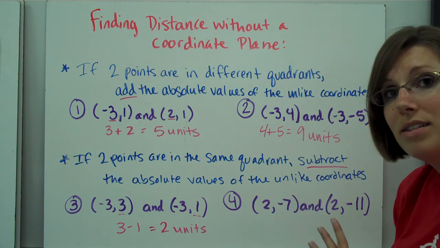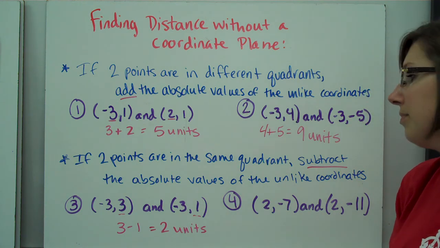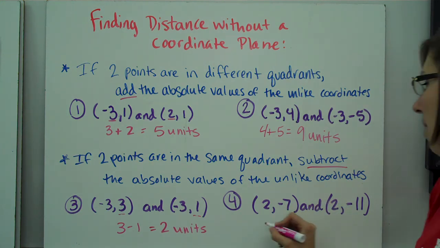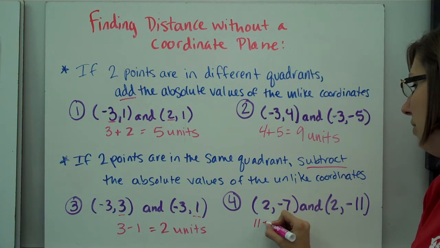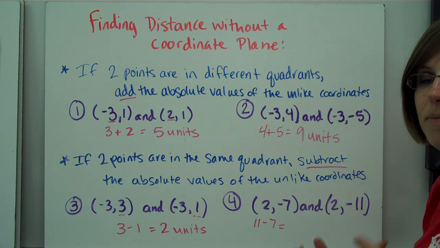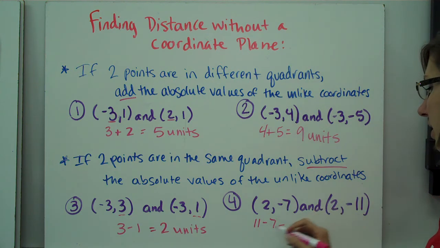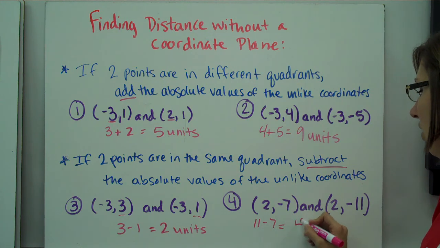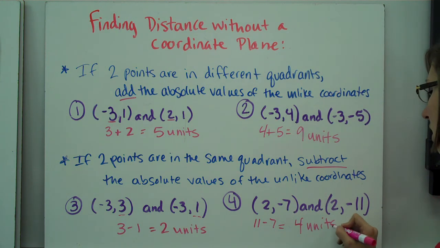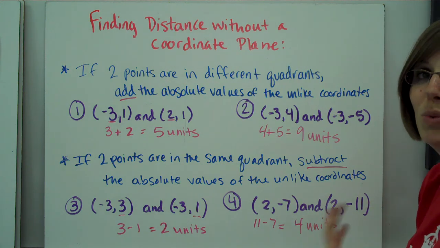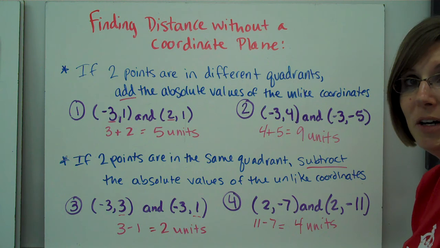Why don't you pause, try this last one out, and see what you get. So these 2 are in the same quadrant, so I've got 7 and 11. I'm actually going to take 11 first, and I'm going to subtract 7 from it. Because I'm taking their absolute values, I can do my subtraction this way, even though the 7 came first. And I end up getting 4. So I know that these 2 points will be 4 units away. All right, you're all done.